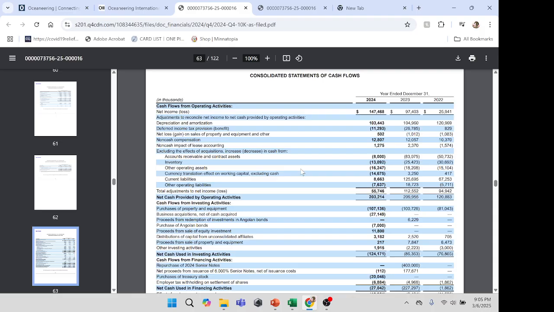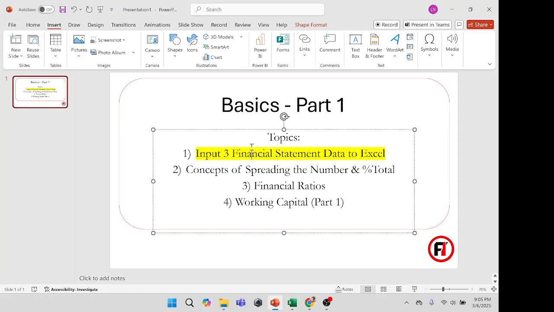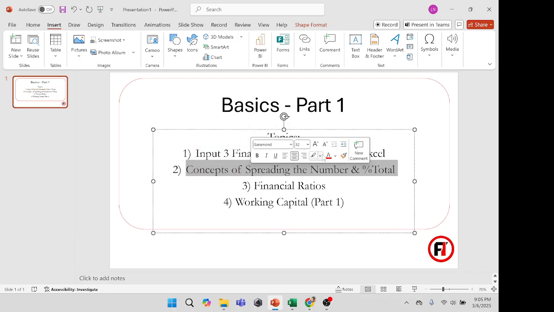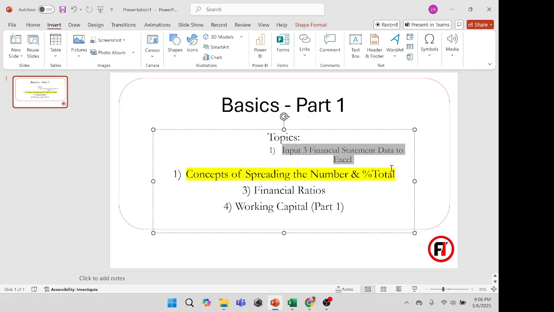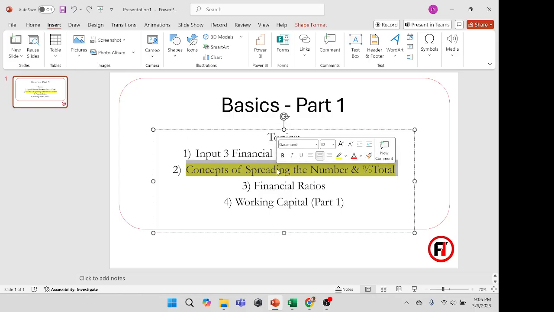All right, back to the Excel. So we covered the first point. Now come to the second point: after you finish inputting the financial statements, then what do you do next? The next thing is using the concept of spreading the numbers. That is the first thing, and then the concept of percentage of total. And what does it mean?